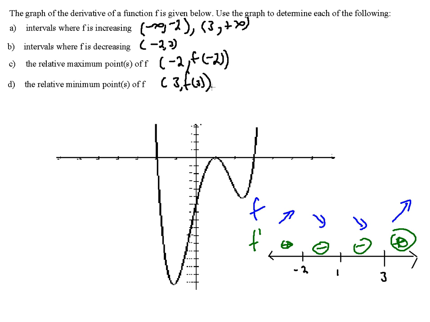And I'm just going to put a little "or" right here that if you want to, you could write this as -2 to 1 and 1 to 3. And honestly, I think that would be a little safer because I don't know. I mean, you really don't know what f looks like.